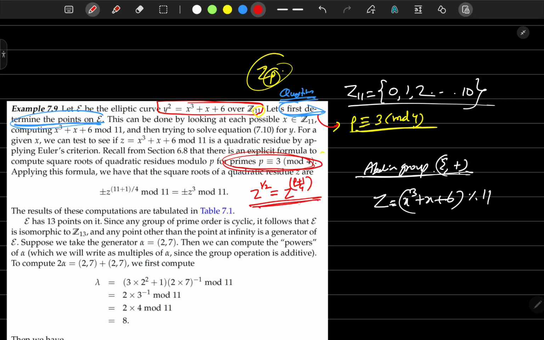Using this equation we can compute. Okay, this is our equation. How the proof works, we will discuss in the next class.